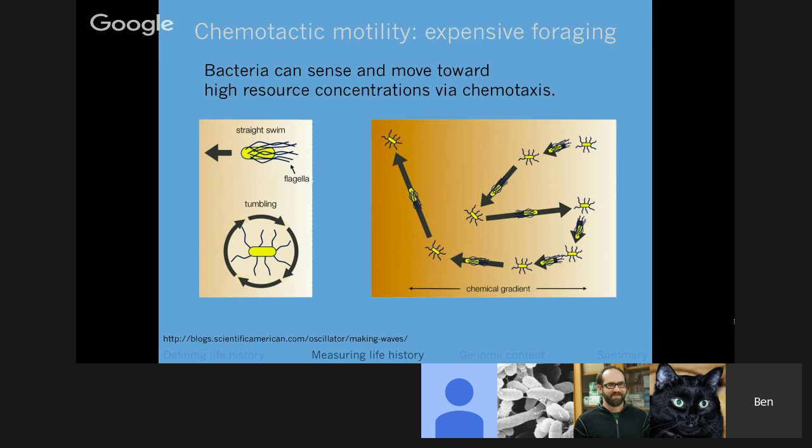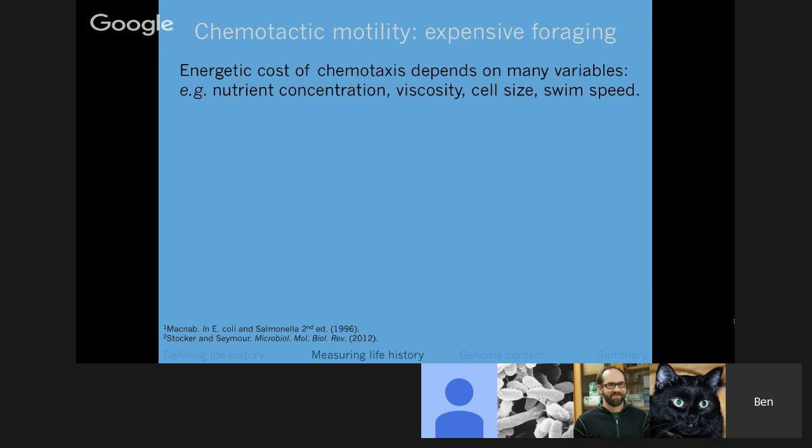And over time, this bias of increased straight swimming towards increased gradients leads to an overall movement towards a higher concentration of resources. And what we expected was that this might be advantageous for copiotrophic bacteria, but it could be extremely expensive to run and may be disadvantageous for oligotrophic bacteria. This is because there's a high energetic cost of chemotaxis, which depends on many variables, including the nutrient concentration in the medium itself, as well as the relative gradient, the viscosity of the environment, the cell size of these organisms, and the swimming speed of the organisms.